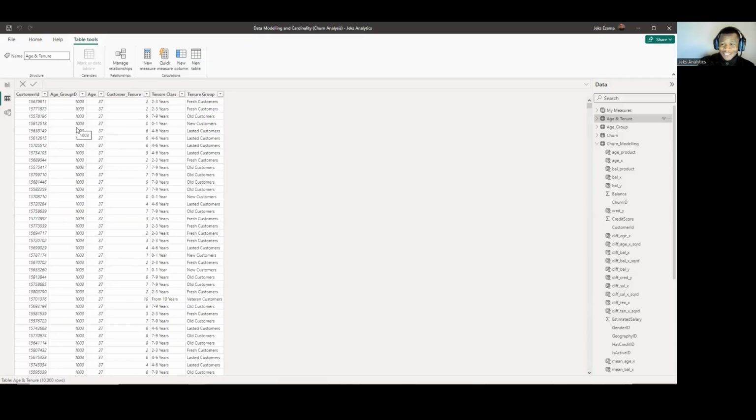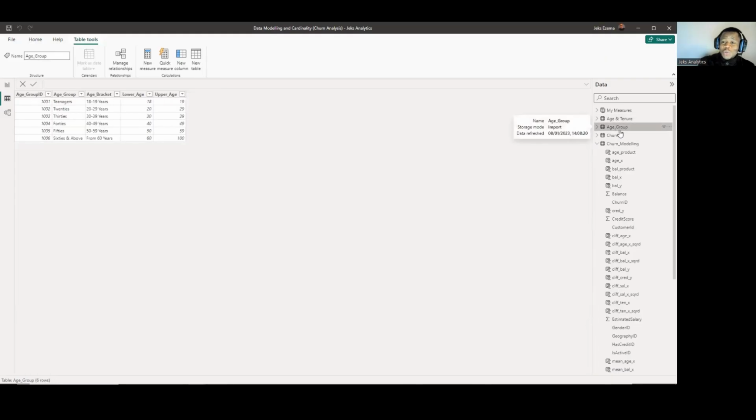case between this age and tenor table and age group. So age group is a dimensional table to the age and tenor table. If you're only judging these two tables, let's say that this whole data set is just these two tables, what that means is this age and tenor is a fact table, while the age group is a dimensional table.